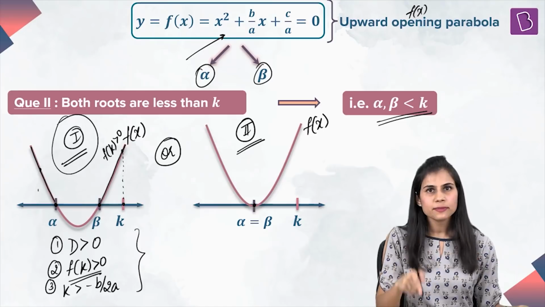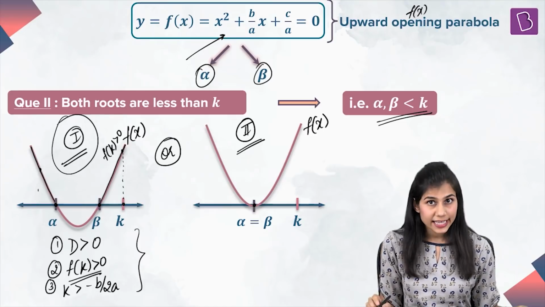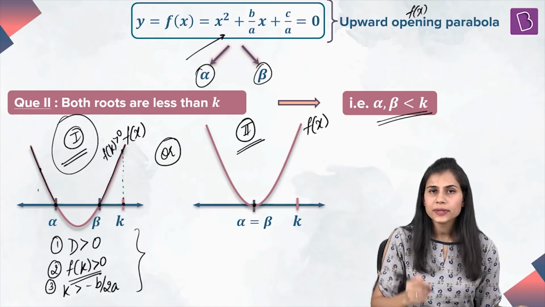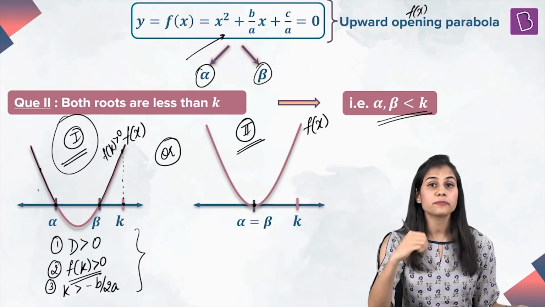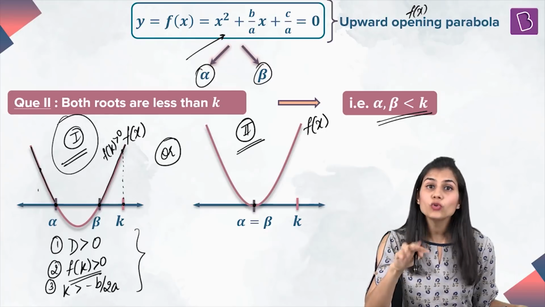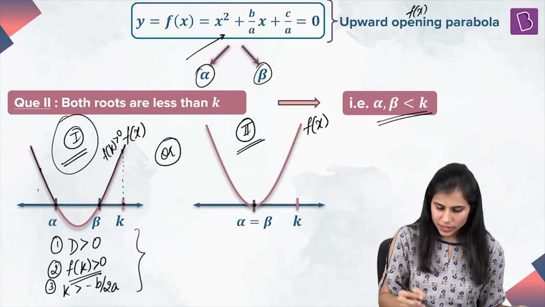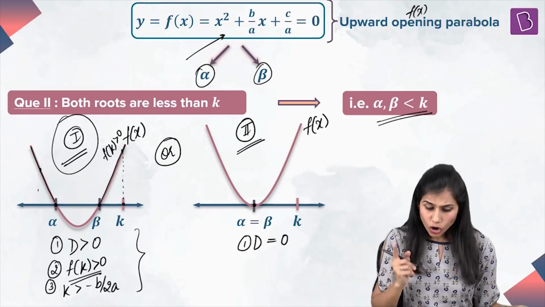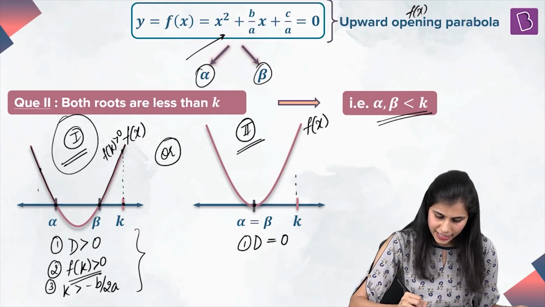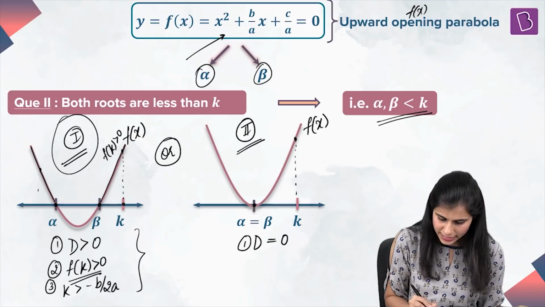Got it? Similarly, we derive the conditions for the second diagram. In here, what's happening? I have an upward opening parabola f of x touching the x-axis at a single point. That means my quadratic equation has two real and equal roots, which in other words means that its discriminant is equal to 0. Also, you can see k is lying here. That means f of k is positive.